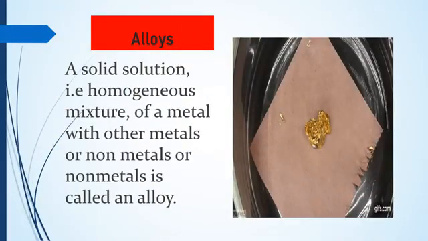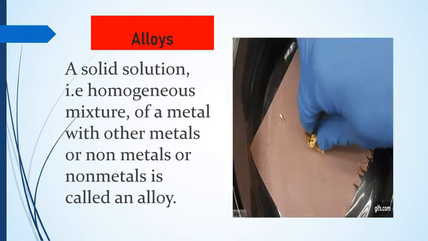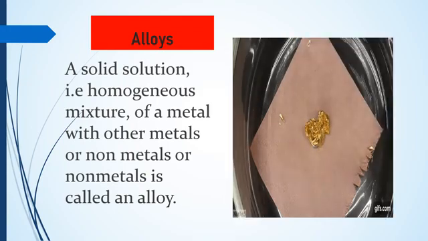We are now on the topic of alloys. What is meant by alloys? When two or more metals are mixed together to give a new metal, we can call that an alloy. An alloy is a solid solution, a homogeneous mixture of a metal with other metals or non-metals. Either a metal or a non-metal can be mixed in. So when a metal is mixed with another metal or a non-metal, we get a new solid structure. That structure we can call an alloy.